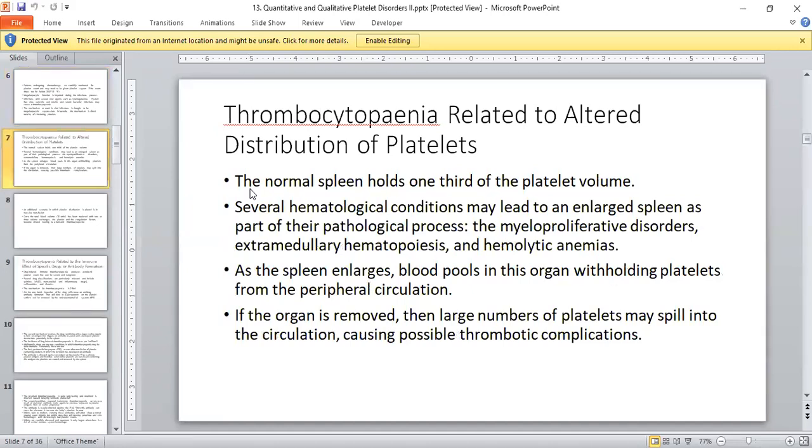Thrombocytopenia can also be due to altered distribution of platelets. The normal spleen holds about a third of the platelet volume. The other two-thirds are the ones that are usually in circulation. Several hematological conditions can lead to an enlarged spleen. Enlargement of the spleen can increase its carrying capacity, meaning a large proportion of blood will pool in the spleen, and thus there will be a reduction of the circulating platelets.